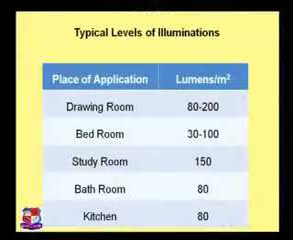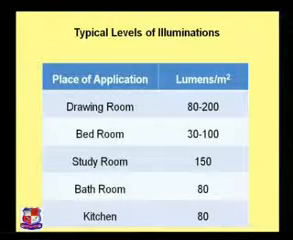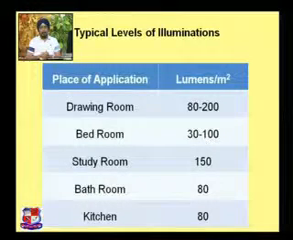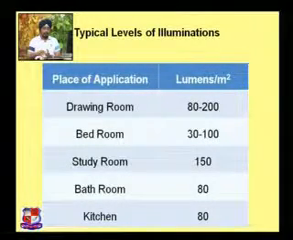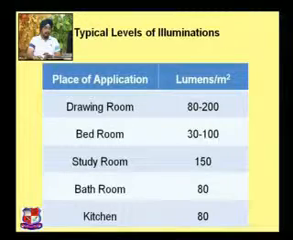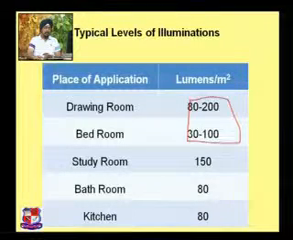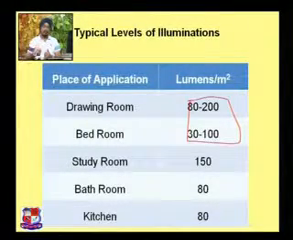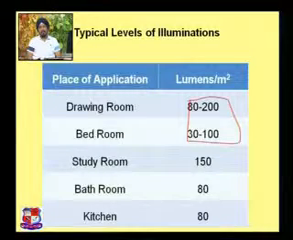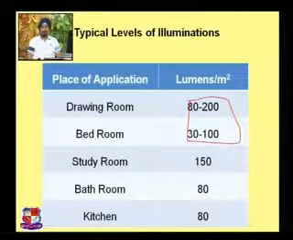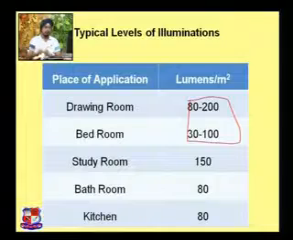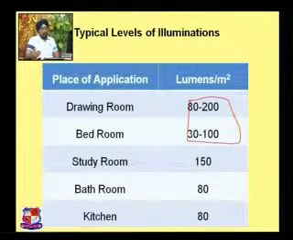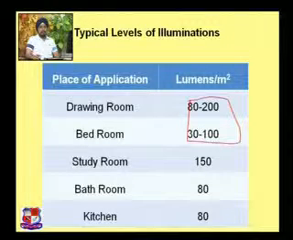Over here, a list is given of typical levels of illumination. Suppose a drawing room is there, a bedroom is there. We can compare the drawing room and the bedroom. In the drawing room we obviously require a much higher level of light compared to the bedroom, because in the bedroom we generally do only easy work, so the light requirement is less compared to the drawing room.